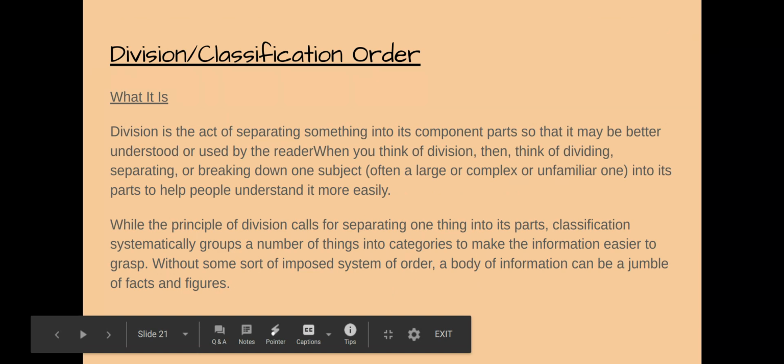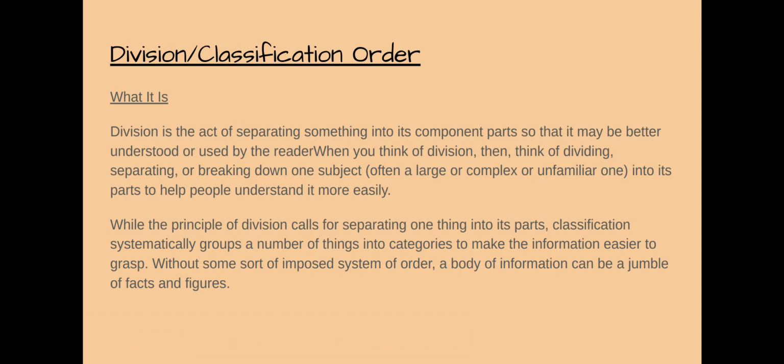So division is the act of separating something into its component parts so that it may better be understood or used by the reader. When you think of division, think of dividing, separating, or breaking down one subject, often a large or complex or unfamiliar one, into its parts to help people understand it more easily. While the principle of division calls for separating one thing into its parts, classification systematically groups a number of things into categories to make the information easier to grasp. Without some sort of imposed system of order, a body of information can be a jumble of facts and figures.